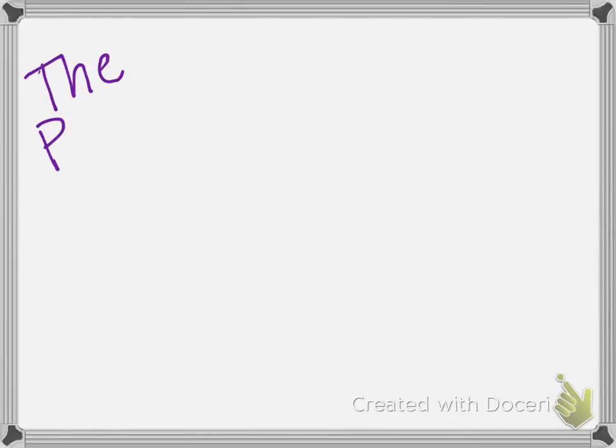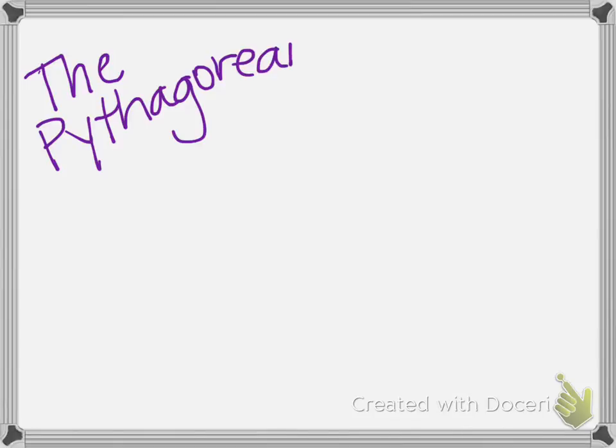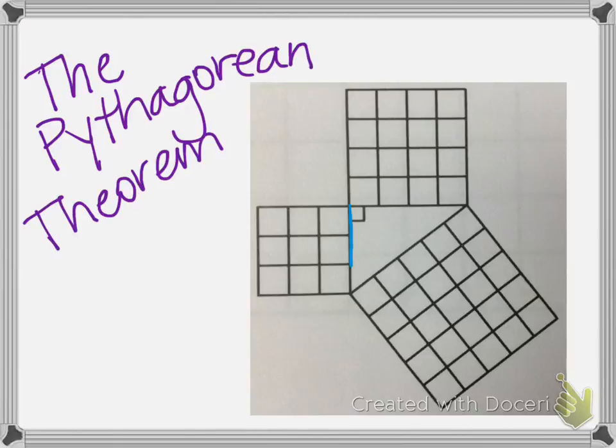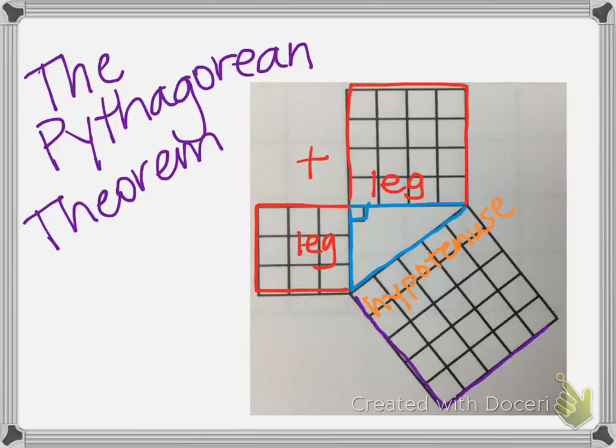The Pythagorean theorem is used to find the missing length of a right triangle when two sides are known. The two shorter sides that form the right angle are called the legs. The longest side opposite the right angle is the hypotenuse. The theorem states that the length of the hypotenuse squared is equal to the sum of the two legs squared.